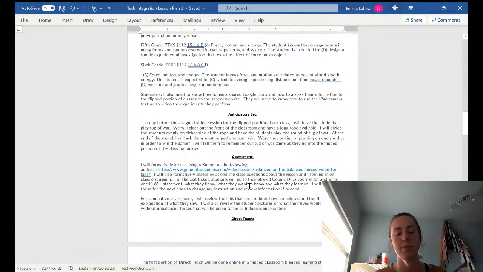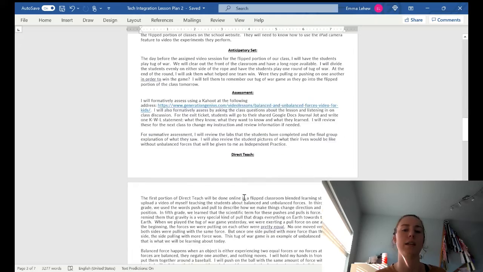So obviously assessment, I'm doing a pre-assessment through Kahoot, KWL by having K and W early on and then the L at the very end. I'm doing Google Docs Journal Jot to write down their KWL, their online science journals, their journals that they use during the experiment, all of it. And then summative assessment will be reviewing what they have done in their labs to make sure it was correct, and also reviewing the independent practice.